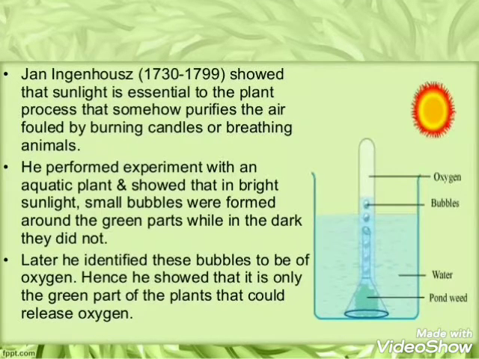In this series of experiments, Jan Ingenhousz in 1730 showed that sunlight is essential to the process that somehow purifies the air fouled by burning candles or breathing animals. He performed his experiment with an aquatic plant and showed that in bright sunlight, small bubbles were formed around the green part of the plant, while in the dark they did not appear. Later he identified these bubbles to be of oxygen. Hence, he showed that it is only the green part of the plant that could release oxygen.